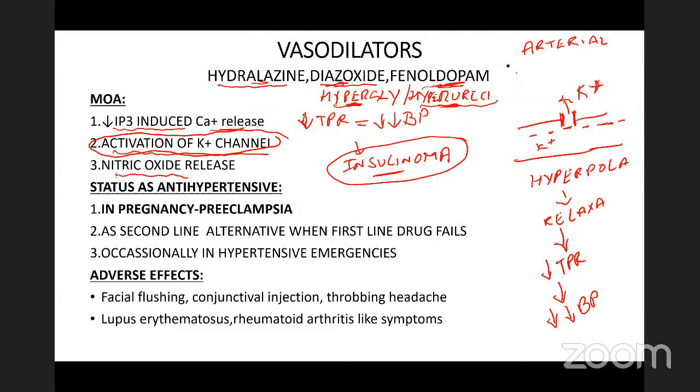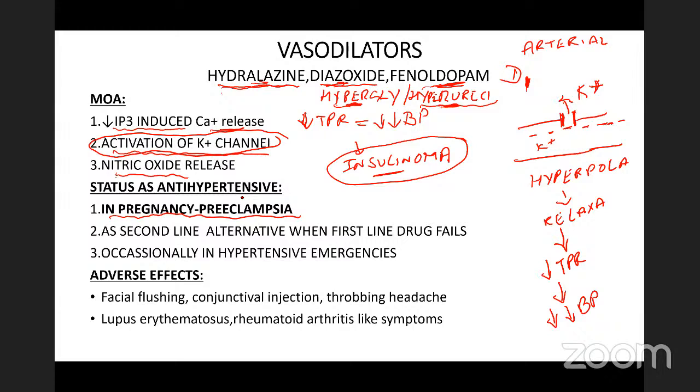Fenoldopam is a dopamine D1 receptor agonist, which causes dilatation of peripheral arteries and natriuresis, which leads to a decrease in blood pressure. As an antihypertensive, it is used in pre-eclampsia. This is the safer drug in hypertension in pregnancy. We call it pre-eclampsia.